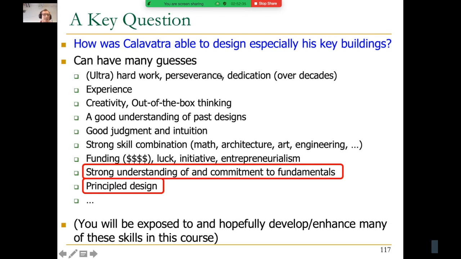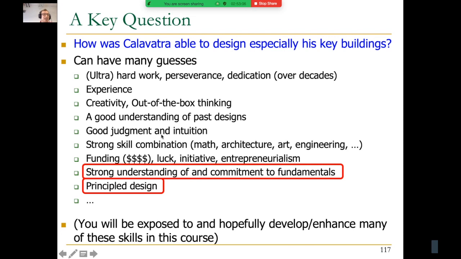But he also did other things, of course, hard work, perseverance, dedication over decades. He built some experience. He was creative, out of the box. He had a good understanding of past designs, good judgment and intuition, and he had a strong skill combination in math, architecture, art, and engineering. And he was probably lucky to be supported with funding, and he had the initiative to actually get the funding. So actually these things work together probably. And hopefully you will be exposed to a lot of these in this course, and hopefully develop and enhance many of these skills in this course.